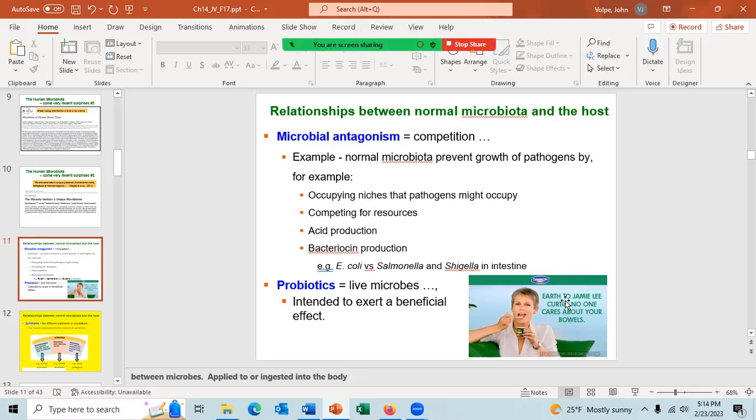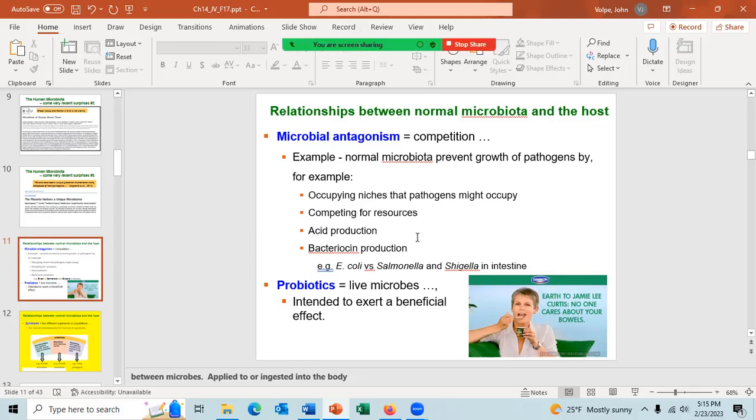There can be competition for resources. So if the normal microbes consume all of the nutrients in that area, then the human pathogen won't have any nutrients to utilize and to grow. And so the human pathogen will not get established.